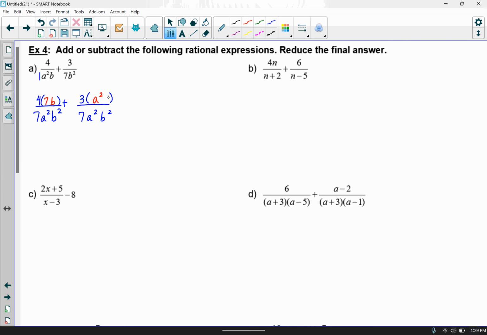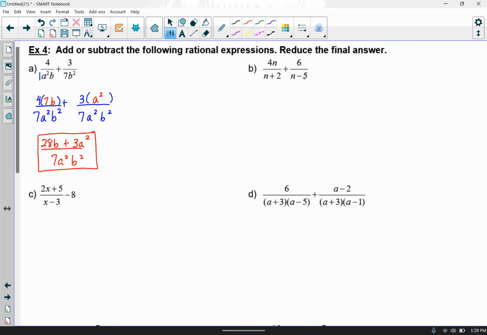Right? So now from here, I just start to clean up. Now I have the same common denominator of 7a squared b squared. Now clean up: 4 times 7, 28b plus 3a squared up top. If they ever had something in common, we'd factor it out and see if we could reduce any further. But in our case here, that's as far as we can go. That's our final answer.